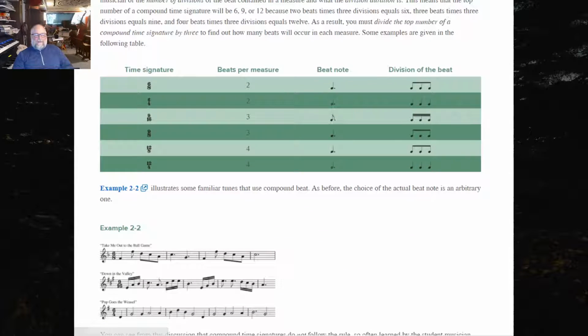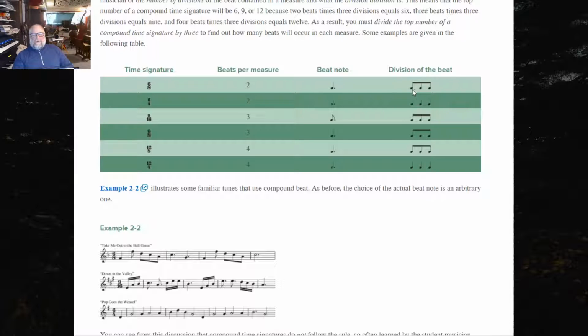They give us some examples of compound time signatures. Here's 6/8. That's what I was just singing and playing around with. Notice that the beat note is a dotted quarter, and that's because the division, these individual notes of the beat, are eighth notes. And we compound those to make a beat note.